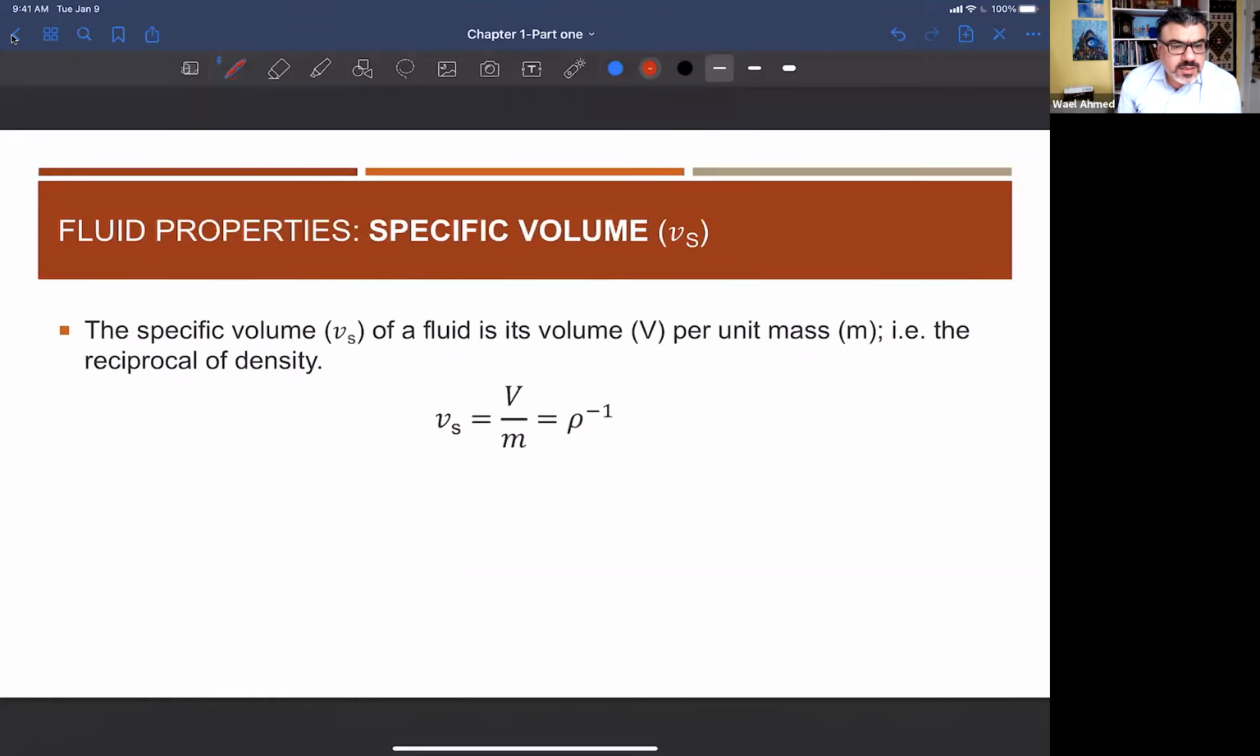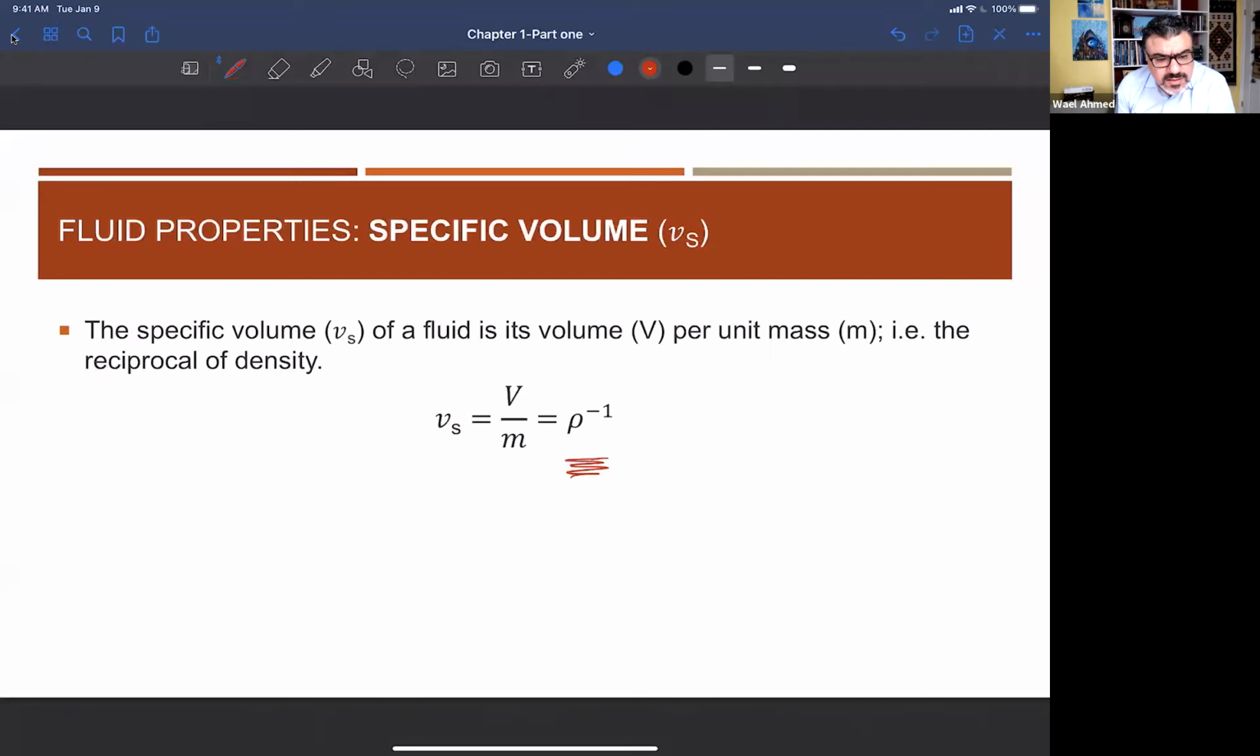Another very important property that we refer to when we are solving fluid mechanics problems is something called specific volume. When you look at the specific volume definition, it is volume per mass, okay? And it looks very simple: the inverse of the density, right?